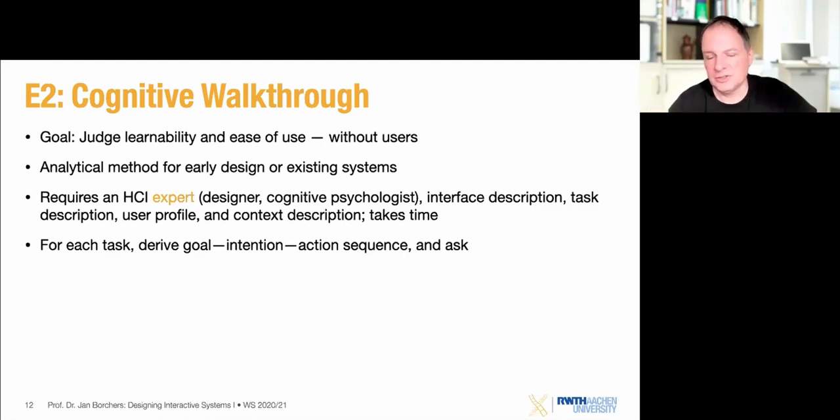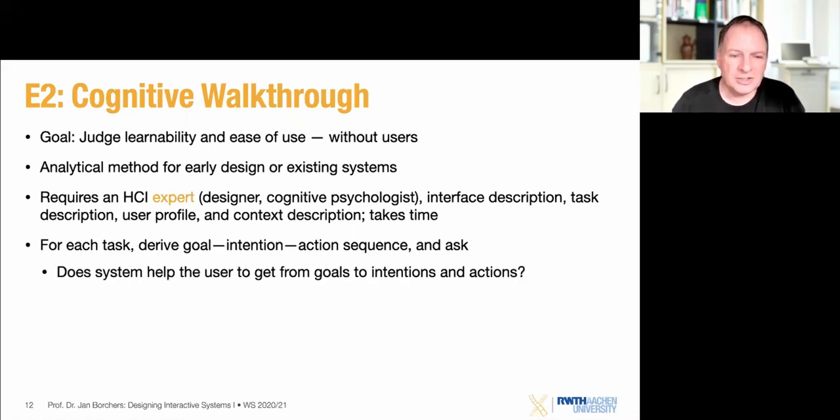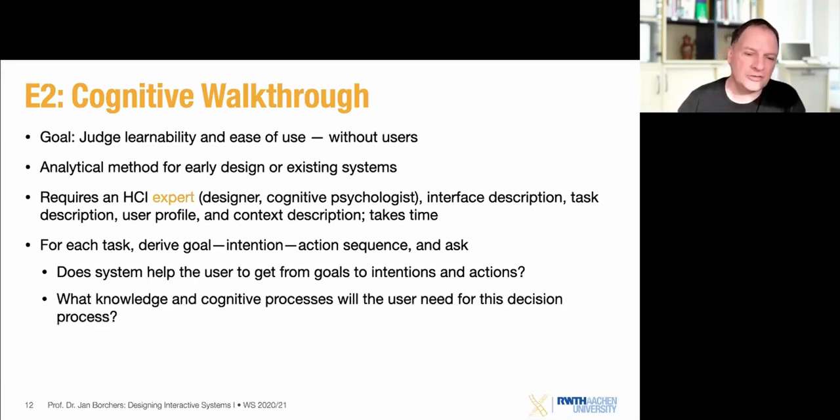So you don't have a user around, you have or have not an actual prototype, but you're trying to imagine what it's like. You put yourself into the shoes of the user and try to imagine, okay, does the system help the user to get from the goals to intentions and actions? What kind of knowledge and cognitive processes will the user need for this process? What are we expecting from the user? For example, if the system uses very technical language in the interface, calls things by technical names, then we have to make sure that we check this with our user profile, whether that assumption is realistic, right? Is it actually likely that the user will know these kinds of terms?